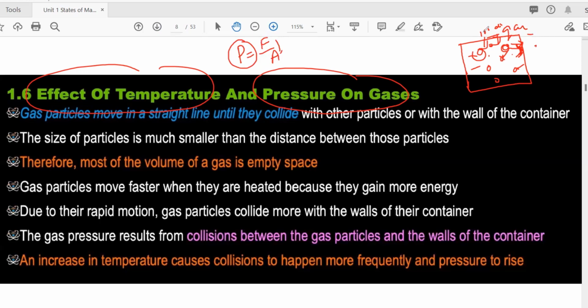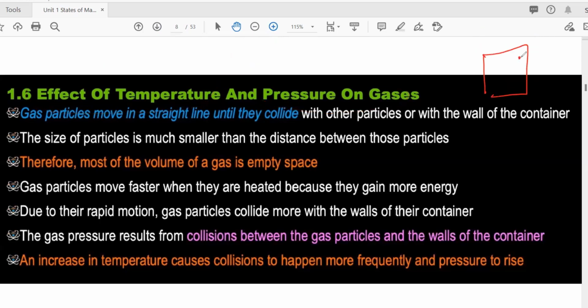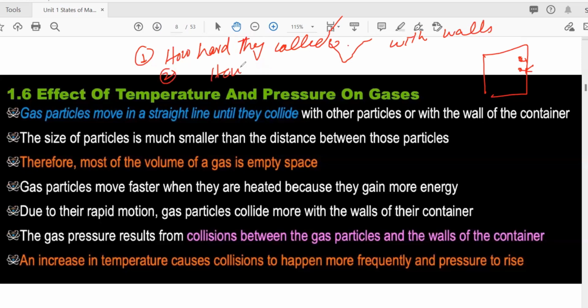So it means that the gas pressure depends on what? Number one, how hard they collide with the walls of the container. Number two, how often. How often means how many times they collide. If they collide again and again and again, then more pressure. And if they move faster, they hit faster. And when they hit faster, they hit stronger, so more pressure. When they move faster, they collide more and more, so more pressure.